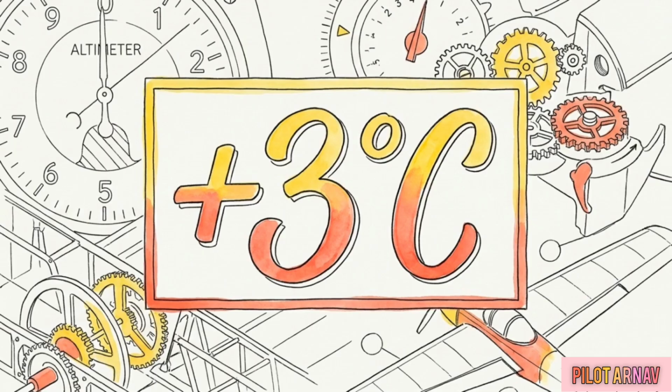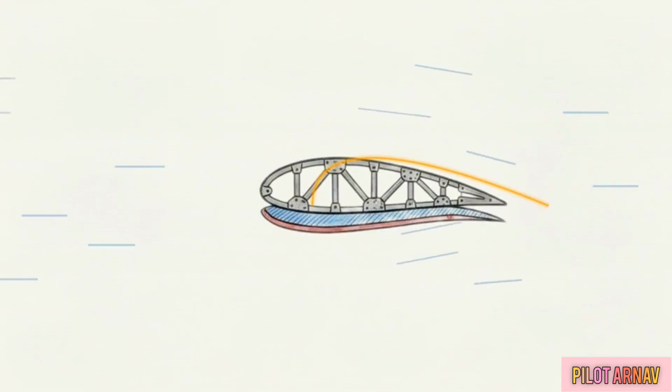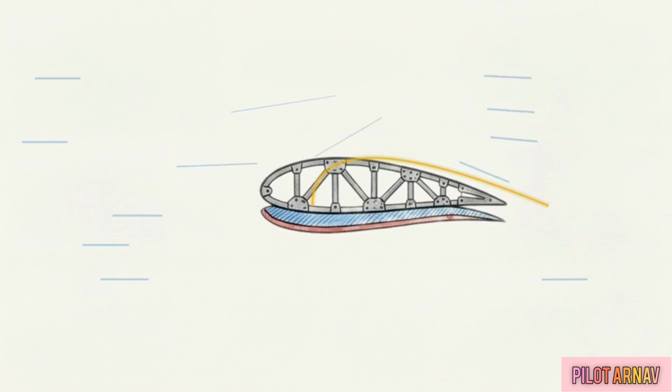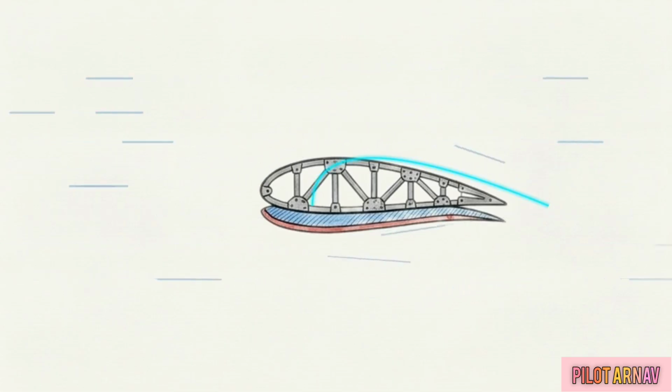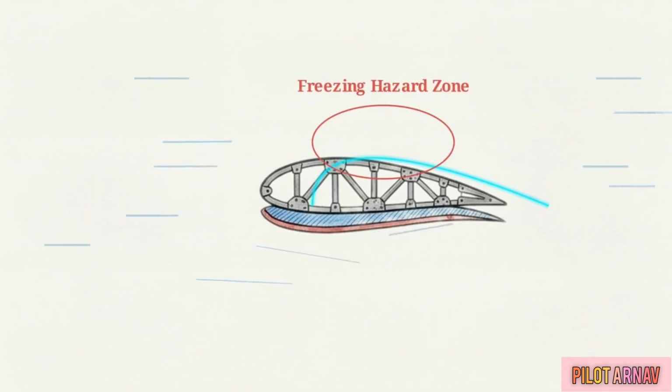But the ambient air doesn't even need to be strictly below zero. Because air accelerates as it passes over an airfoil, aerodynamic cooling can drop the wing's surface temperature below freezing, even when the surrounding air is a few degrees warmer.